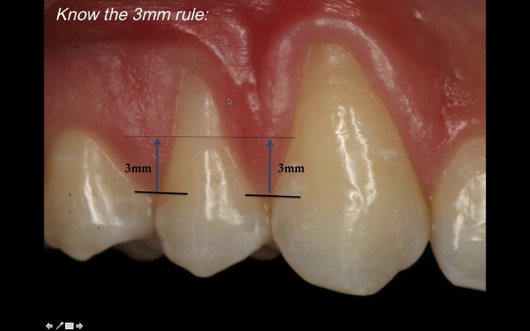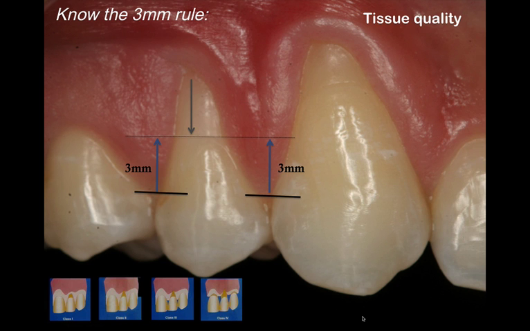So in this case, I'm quite confident that we'll be able to cover this receding root because the line that is 3 millimeter apical to the tip of the papilla is around the CEJ. So I know confidently that this will be successful. Again, it has to do with blood supply to the new tissue.